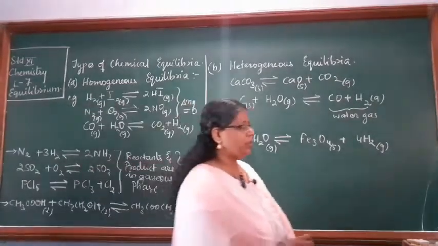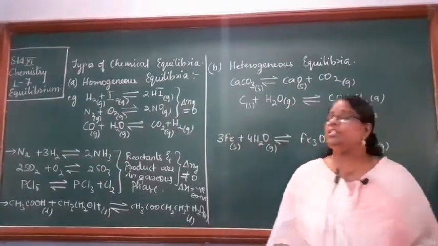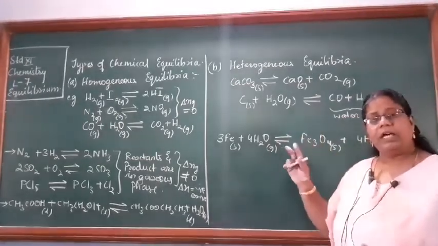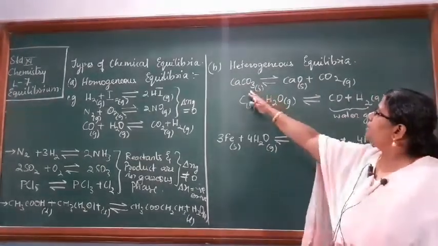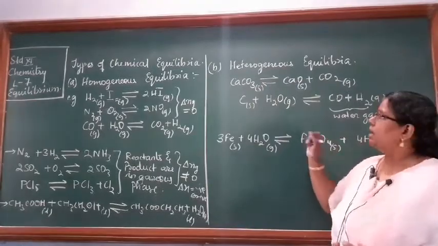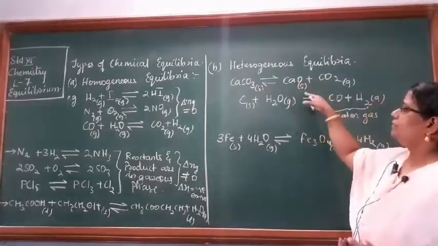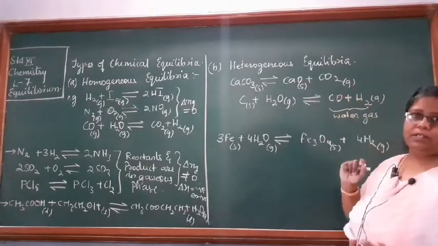Then coming to heterogeneous equilibria. In heterogeneous equilibria the reactants and products need not be in the same phase, they are in different phases. For example, the decomposition of calcium carbonate. Calcium carbonate is solid in nature, and it will decompose to give you calcium oxide plus carbon dioxide.